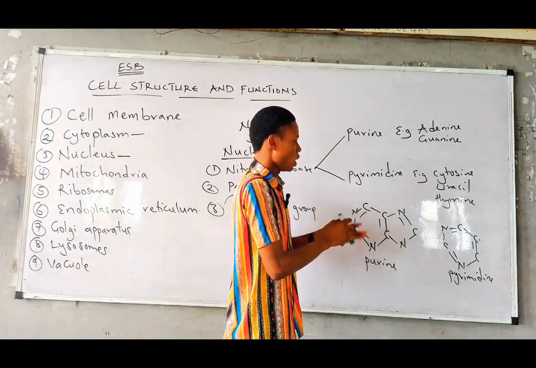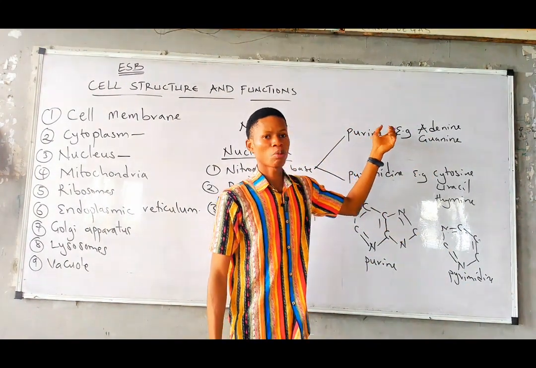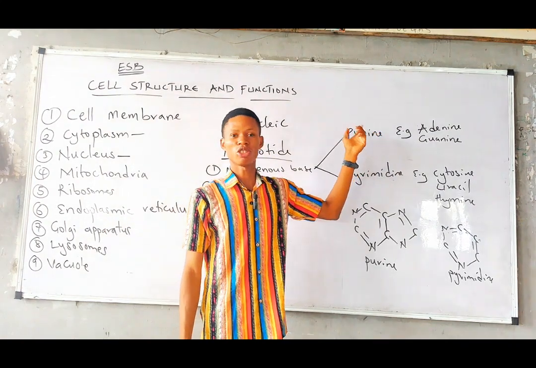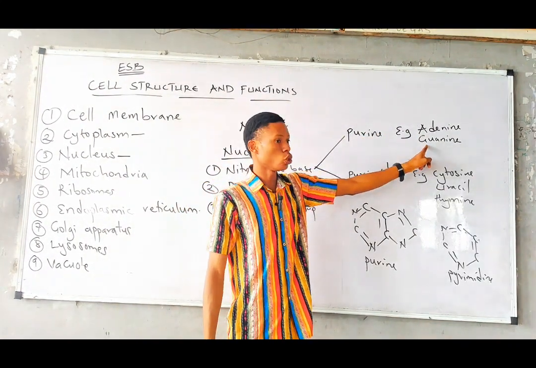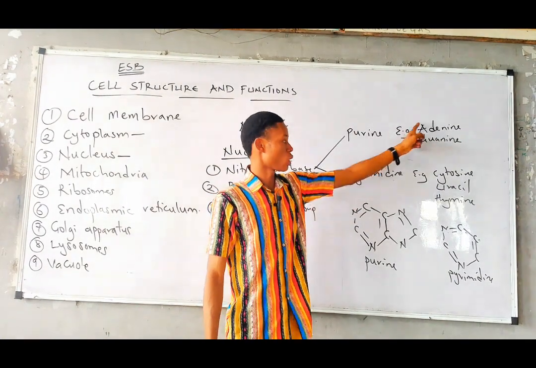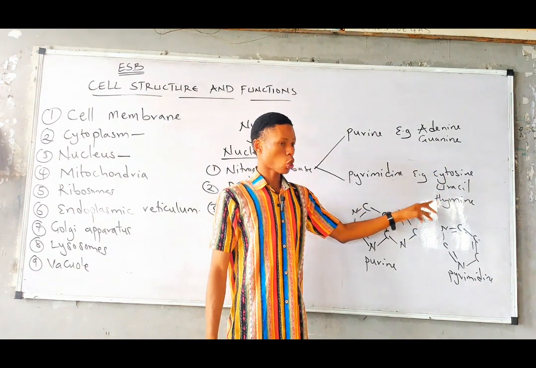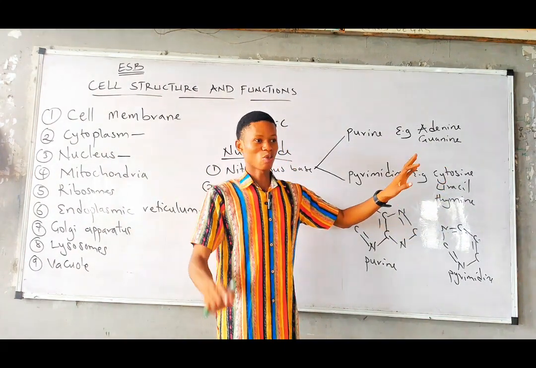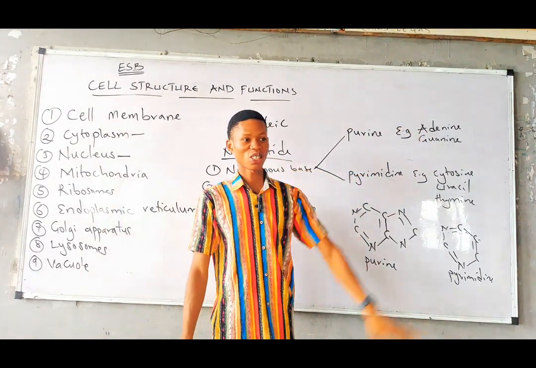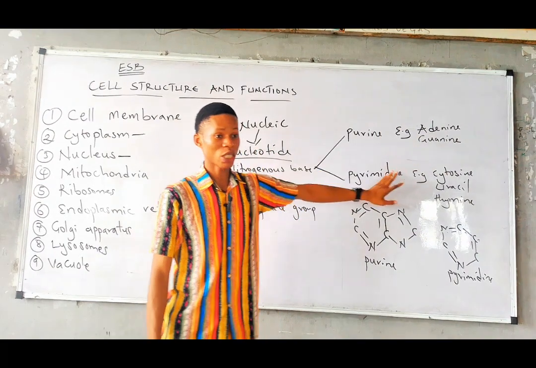Fused ring put together is purine; only one ring is pyrimidine. To remember purines, you can use the acronym "pure as gold": pure, purine, as gold. For pyrimidine, C-U-T, cut. I don't want to bother you too much with this now until we get to genetics. There's a lot to say here, so let's leave it there.